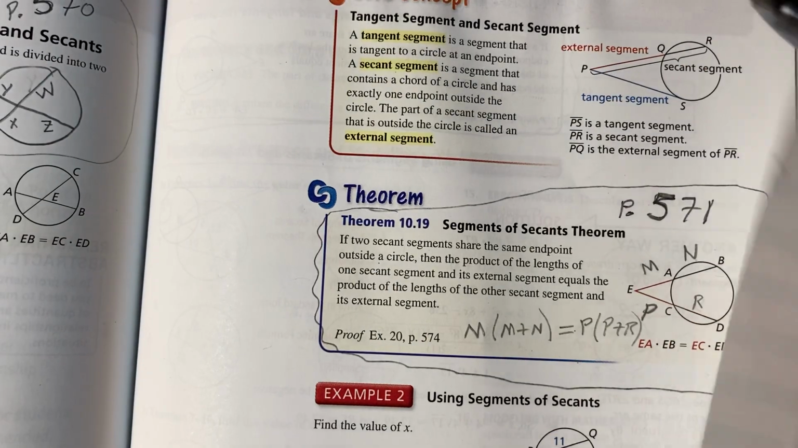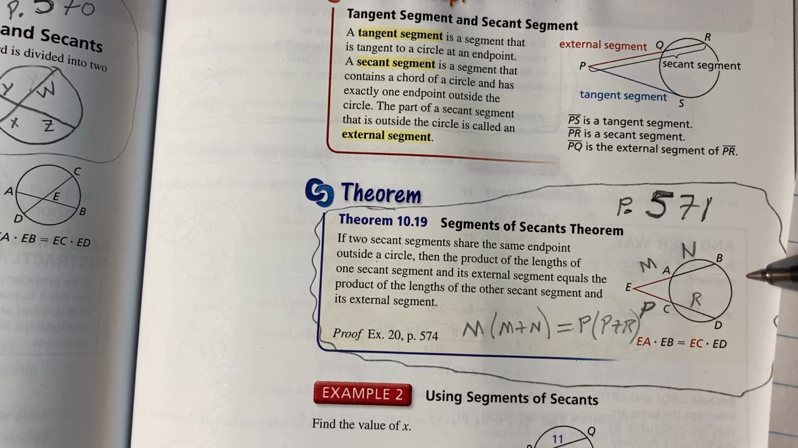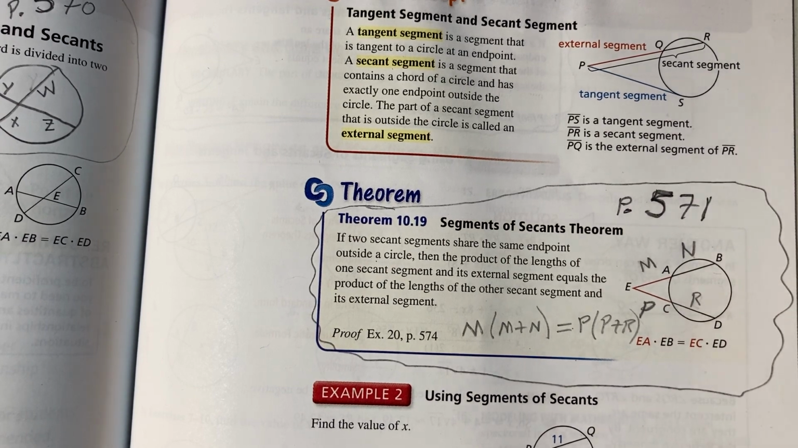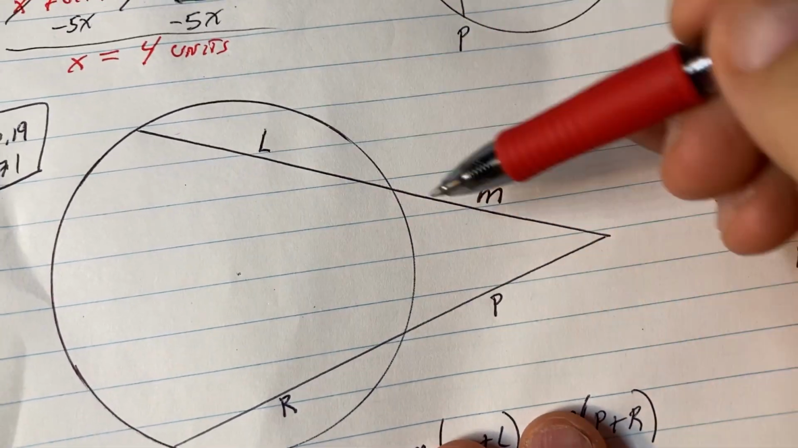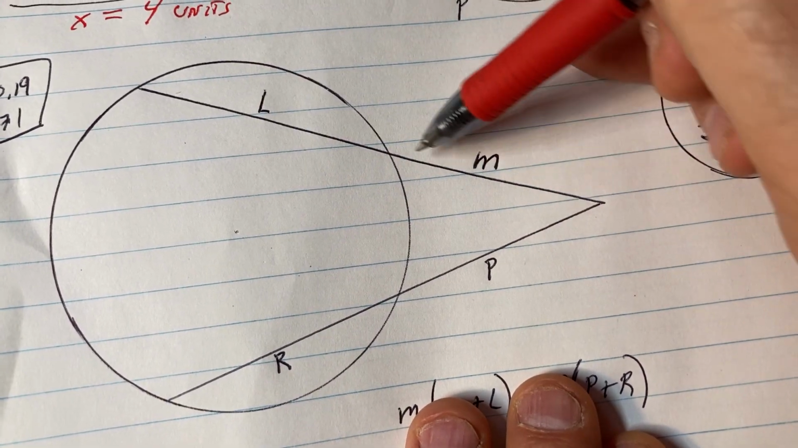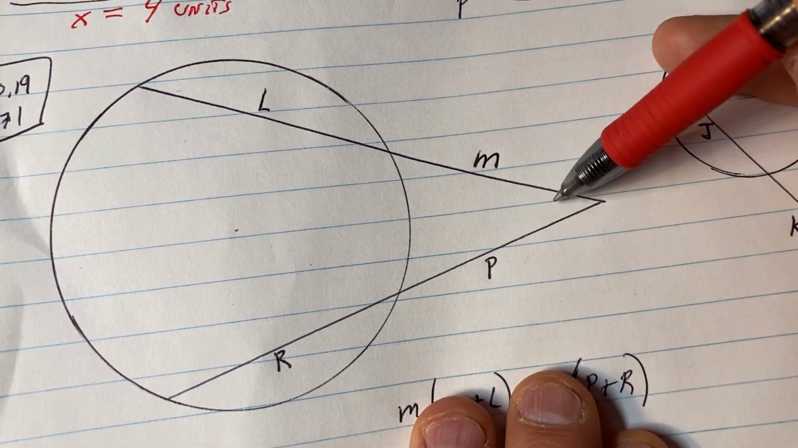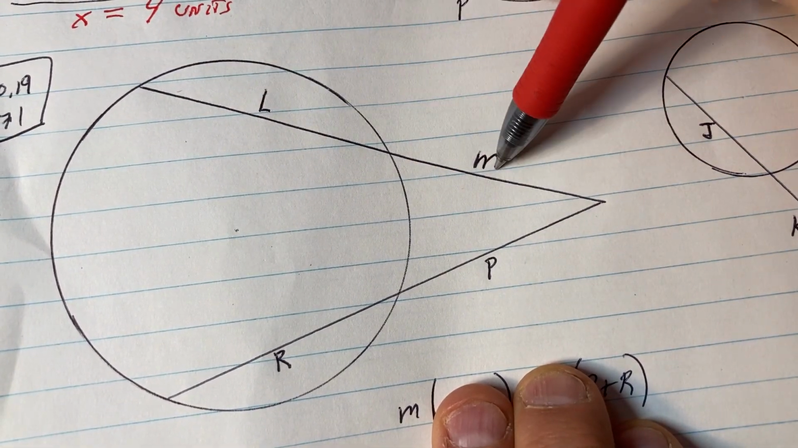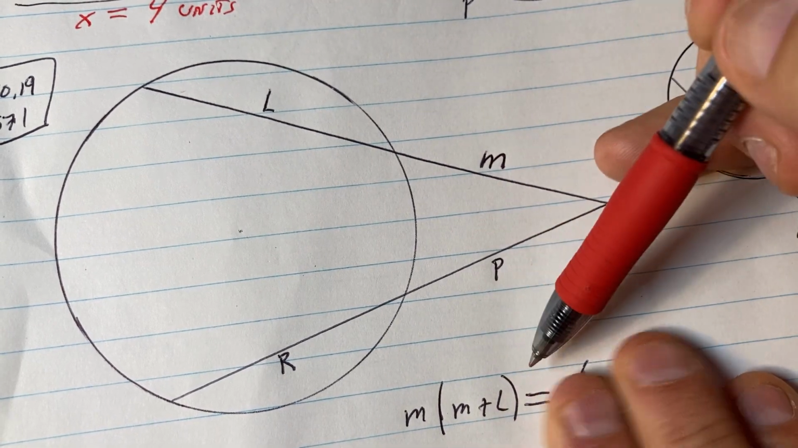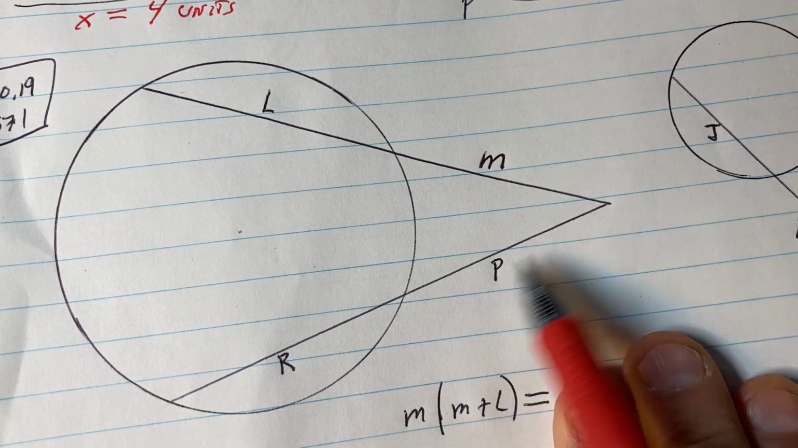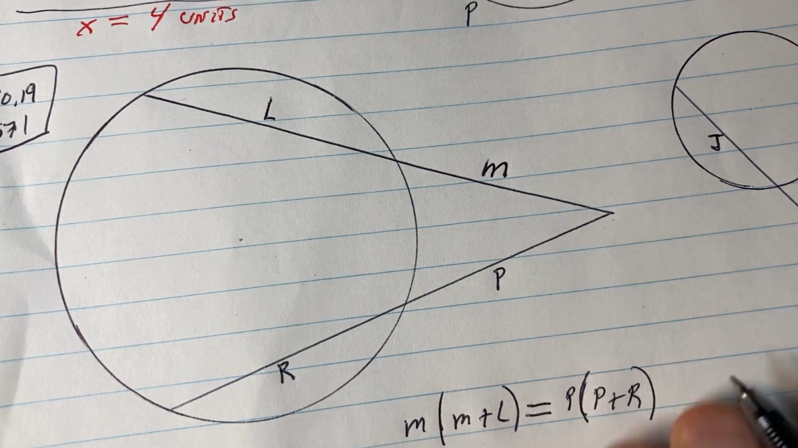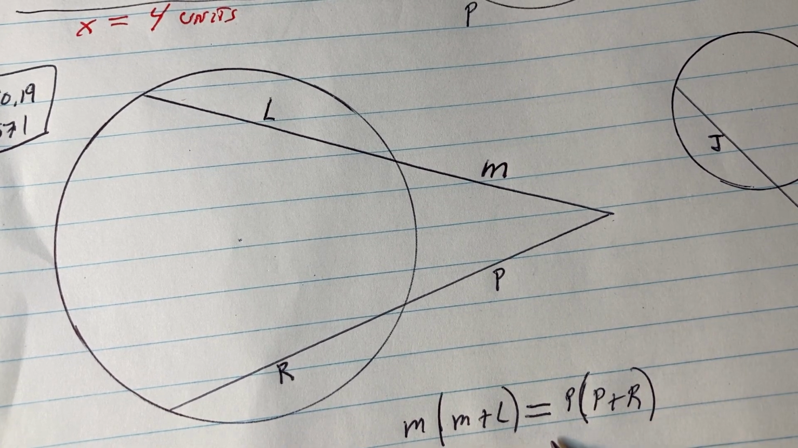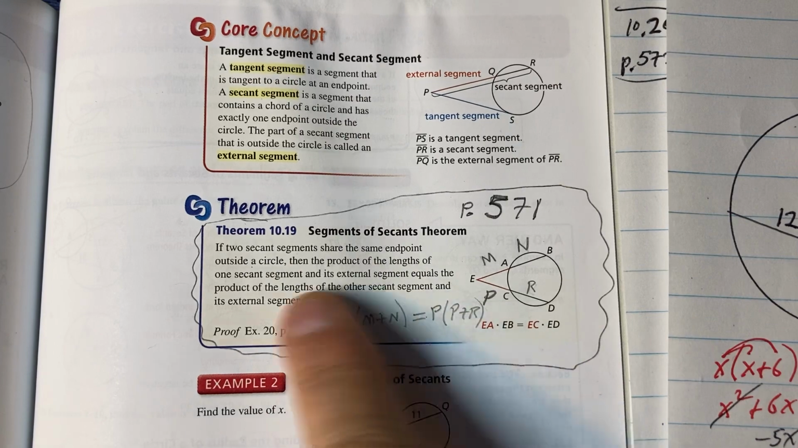So for this theorem that you're going to have written down here, you're going to copy that in your notebooks. But this is what it means. So let me zoom out. For this external portion, m times that total length, m plus l, will be equivalent to this external distance, p, times that total distance, p plus r. They are equivalent to each other. That's what this thing states.